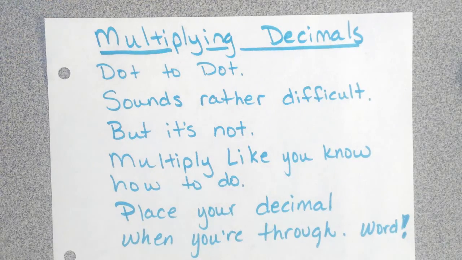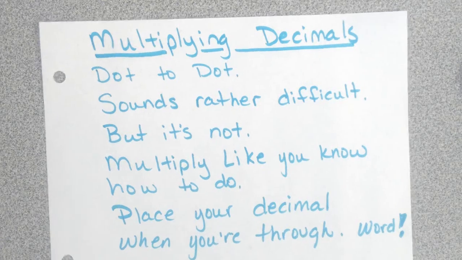Word. Wasn't that fun? Alright, so we're going to multiply decimals. They both have dots on the first and the second number. Sounds difficult, but it's not. You ignore the decimals. You just multiply like you know how to do, and then you bring the decimals back at the end and place it when you're through. Let's give you some examples here.